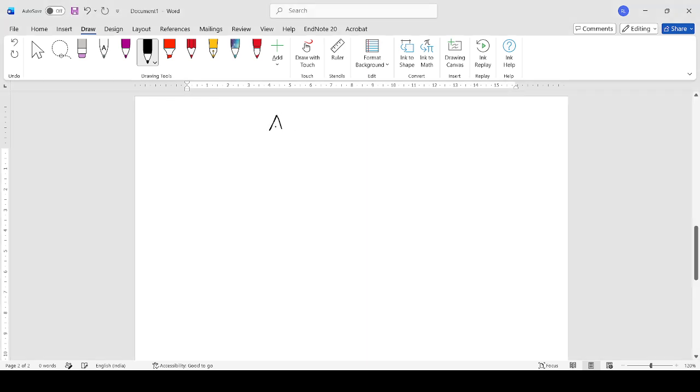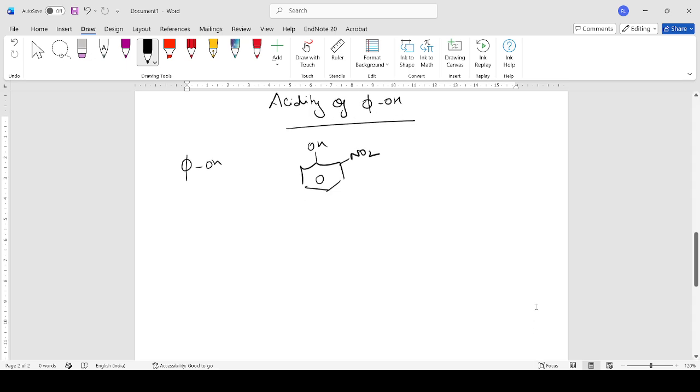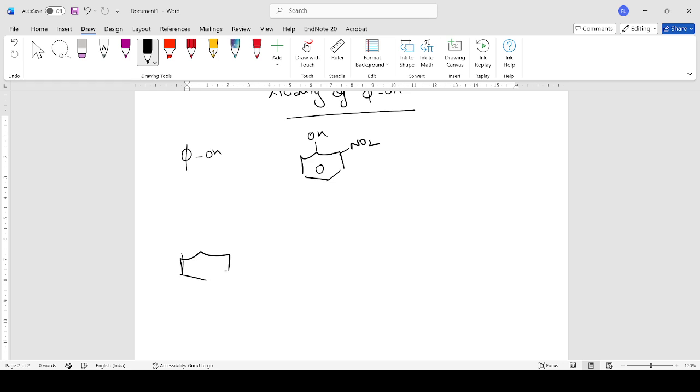We are discussing the acidity of phenols. I take phenol and compare it with o-nitrophenol, and we are comparing it with m-nitrophenol, and a comparison is between p-nitrophenol. Now let's start writing the things that you can observe here.